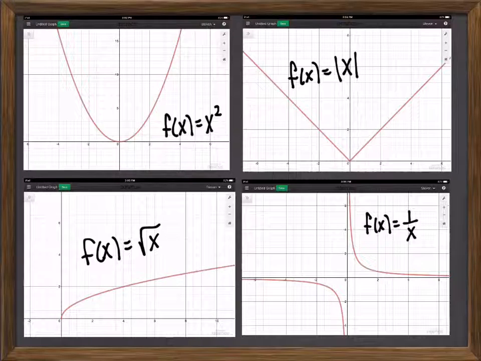So those are the four basic graphs, and we're going to be looking at how we can add things to those equations and how that will affect the actual graph of the equation. And that's what we're going to be talking about in the upcoming videos. But those are the four basic shapes that you're going to want to be able to recognize, and we'll be doing stuff with those graphs in upcoming videos, but this is just to introduce you to what those graphs are and their basic shapes.